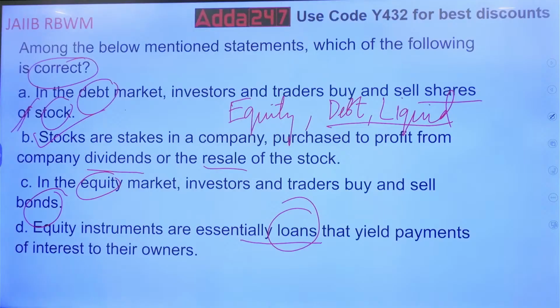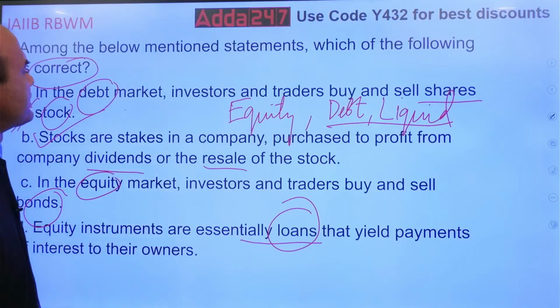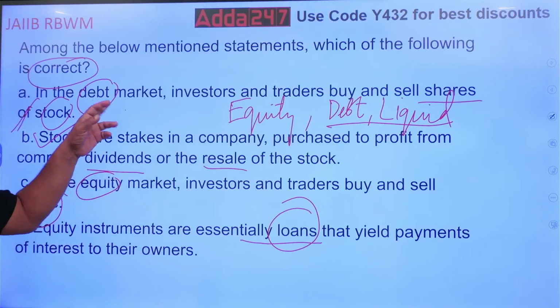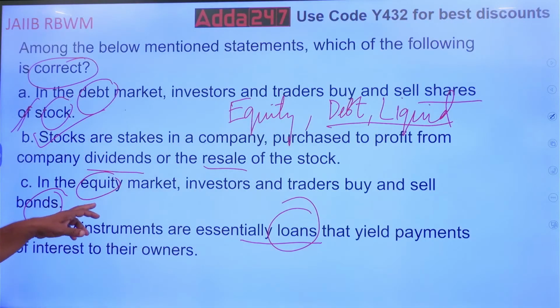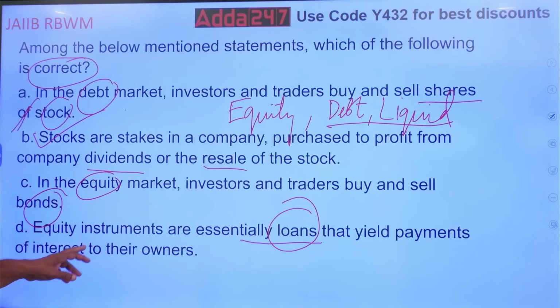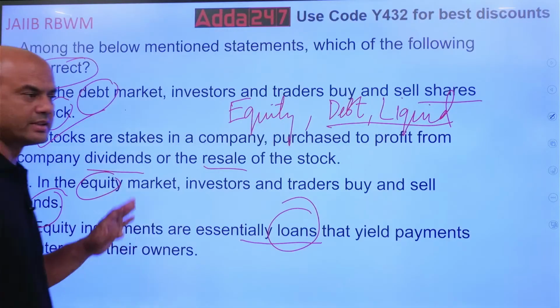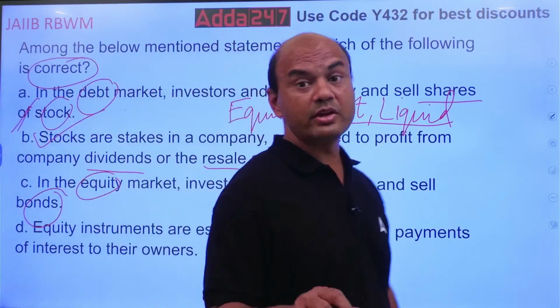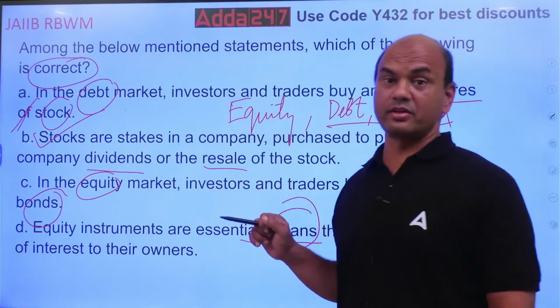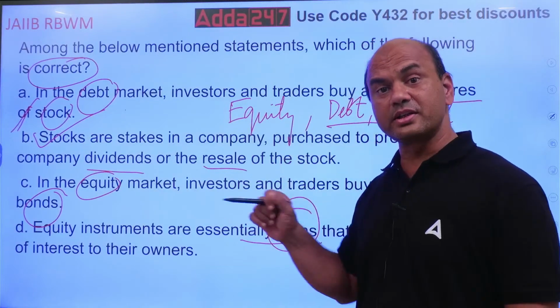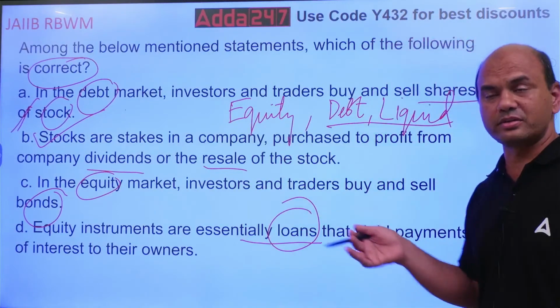Got it? So coming back to the question. Debt market, you got it. Equity market, you got it. Equity instruments, you got it. So the answer is clear now, and even the wrong answers are clear now. Not only the correct answer, you should know the wrong answers also, and why they are wrong, isn't it?